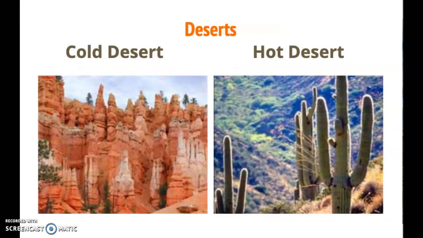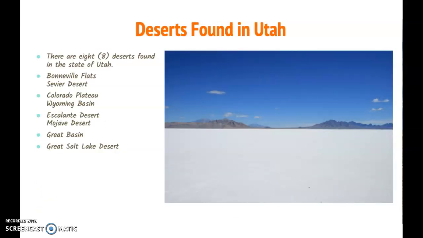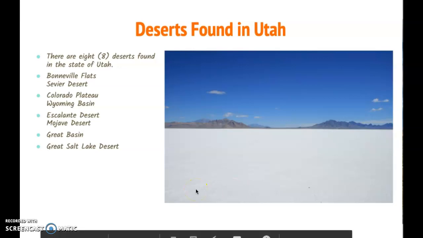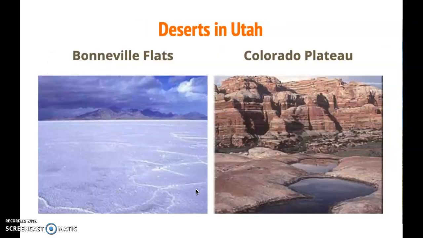We have cold deserts. The majority of them in Utah are cold deserts, but there are a little bit of hot deserts as well. Deserts that are found in Utah include, there's 8 actually: Bonneville Salt Flats, the Sevier Desert, Colorado Plateau, the Wyoming Basin, the Escalante Desert, Mojave Desert, the Great Basin Desert, and the Great Salt Lake Desert. Any guesses on what this one is? If you said Great Salt Lake, you are right. That's the Great Salt Lake Desert right there.